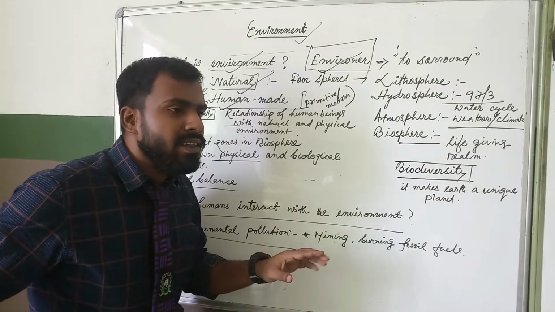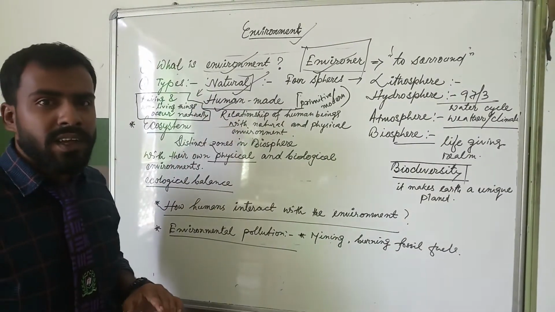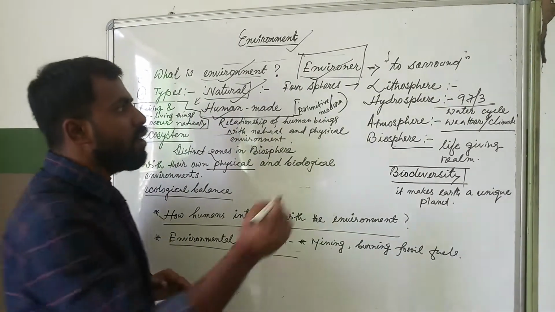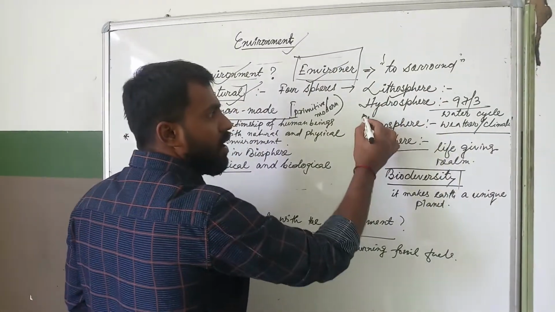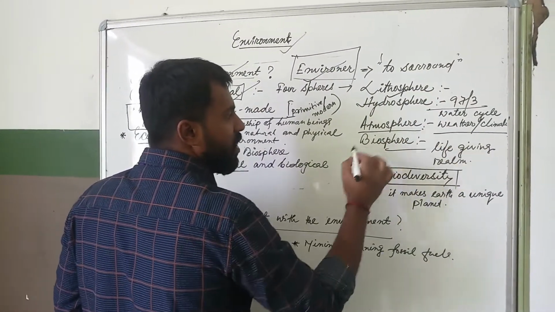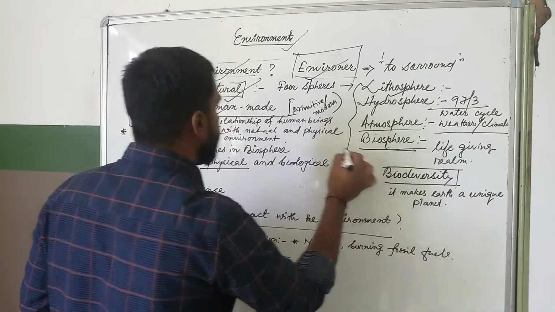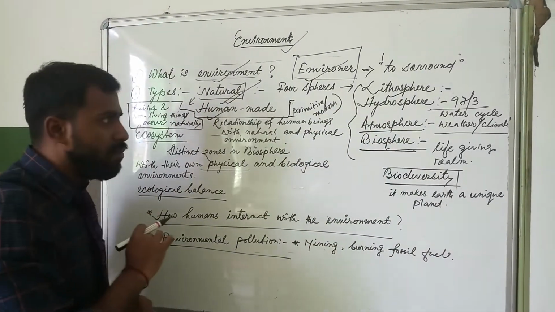In our Earth, there are 4 realms of the natural environment. The 4 realms are lithosphere, hydrosphere, atmosphere, biosphere. These 4 things together make up the natural environment.